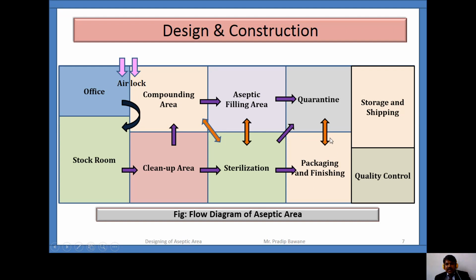This product from this area also can be shifted to the quarantine area, and finally it can reach the storage and shipping area after the quality control of a product. So once the quality control department approves the release of a batch, this batch will be shifted to the storage and shipping area, from where it will be dispatched for the market.